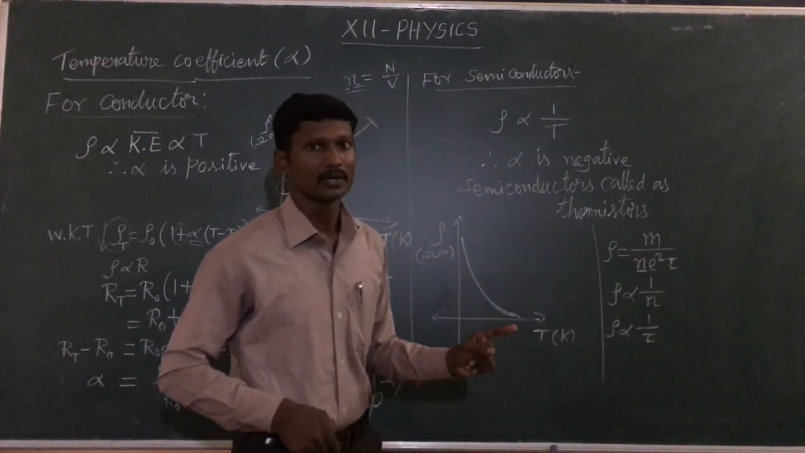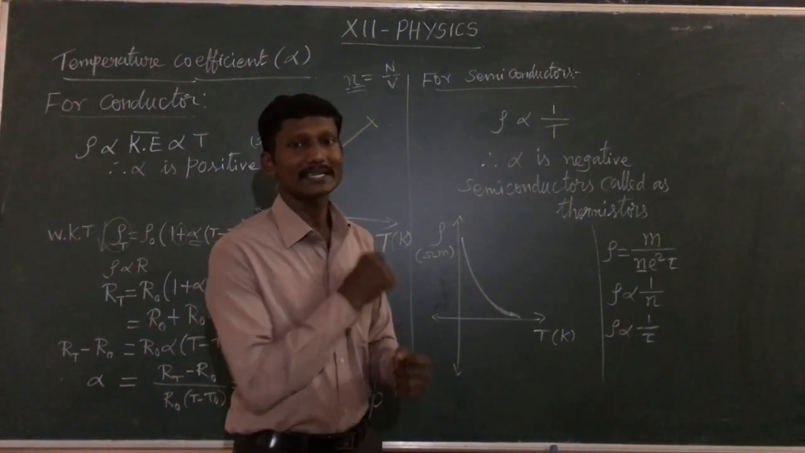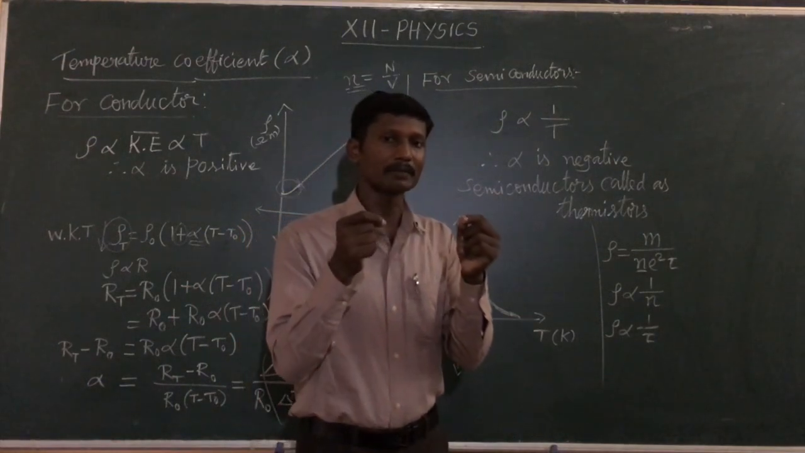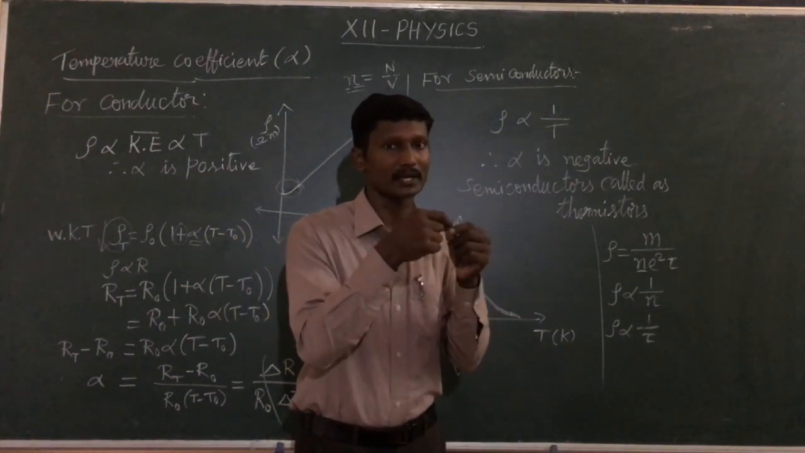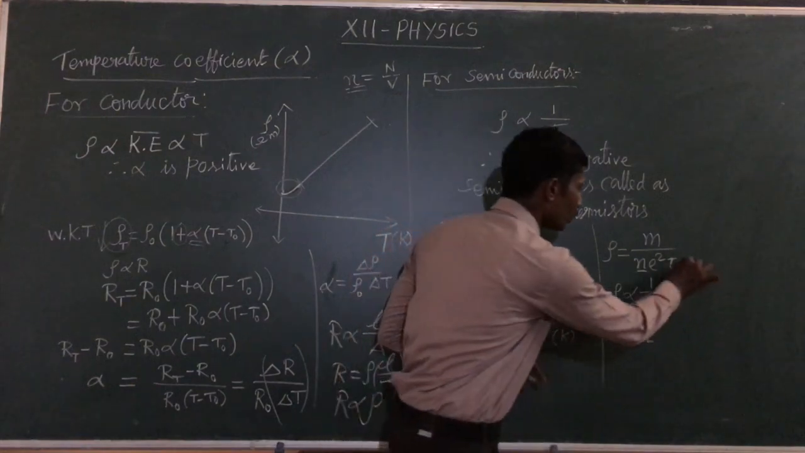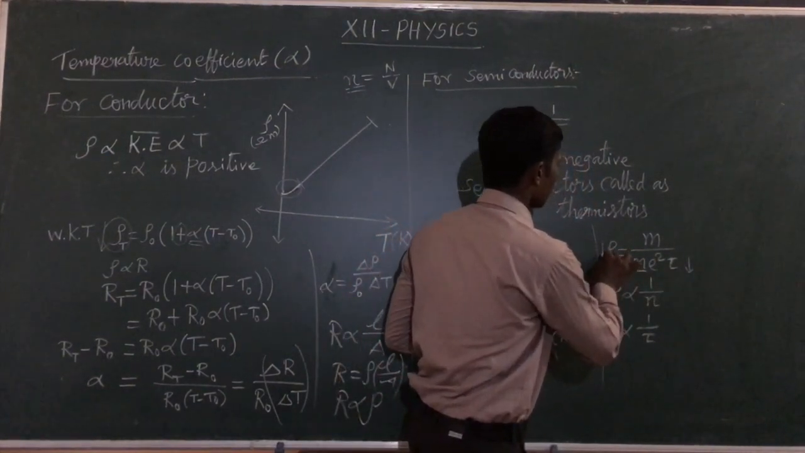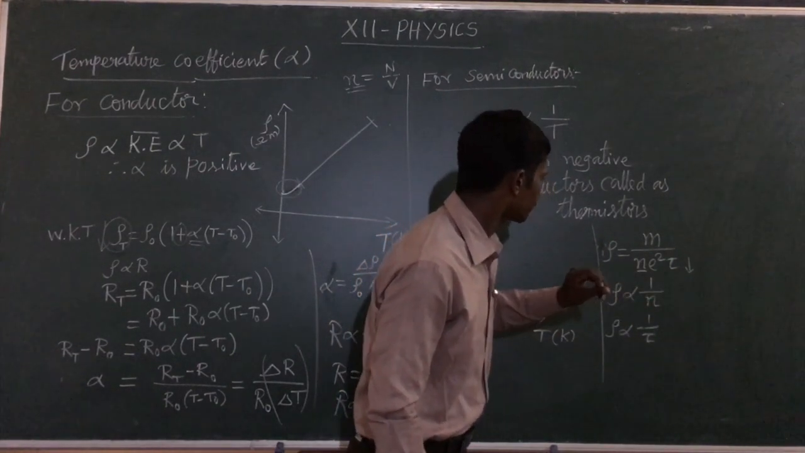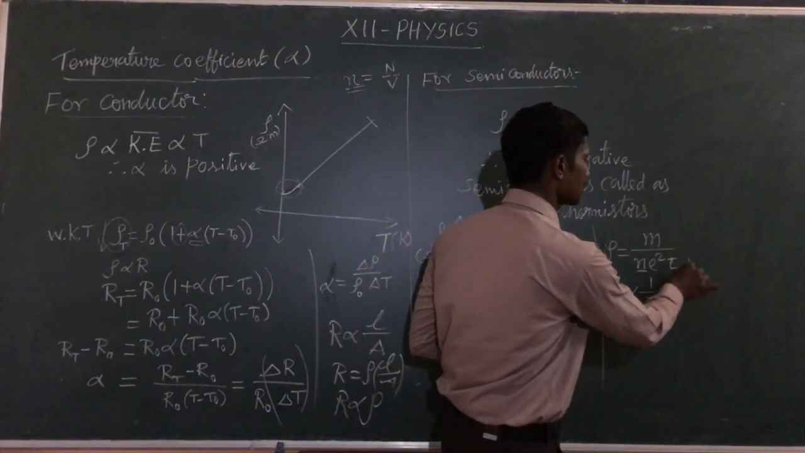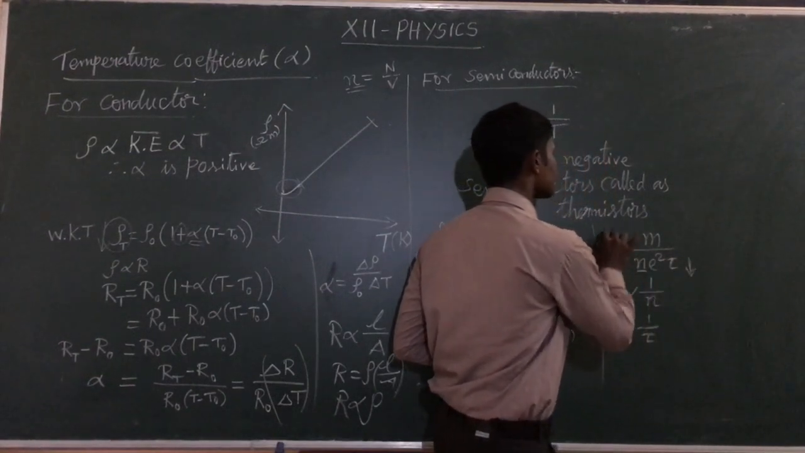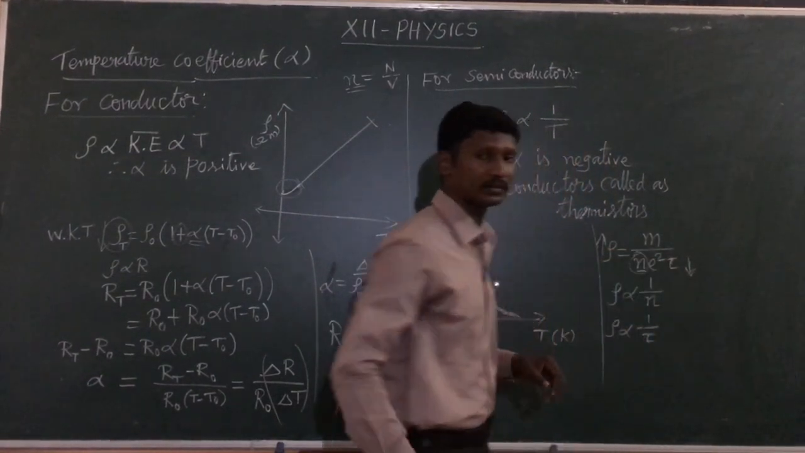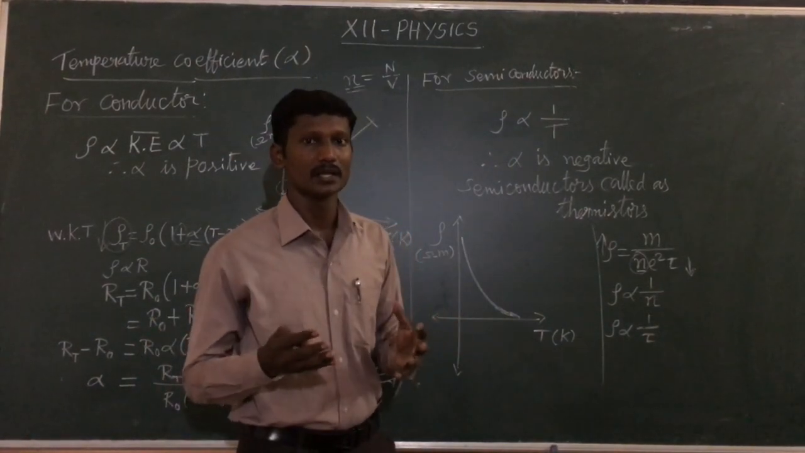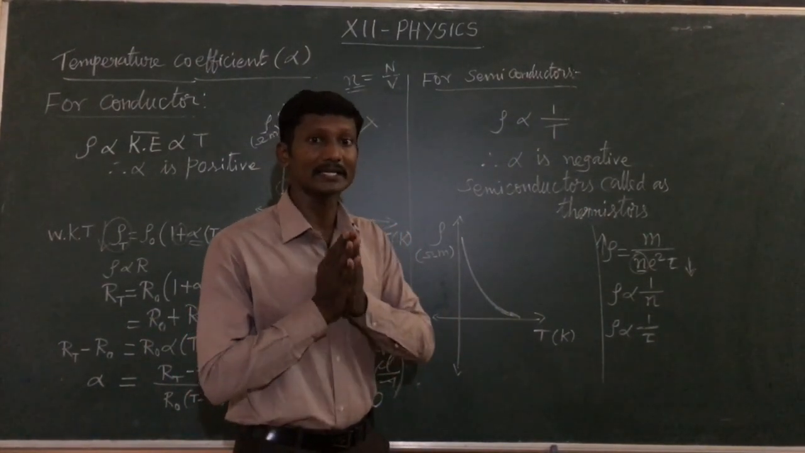At the same time, tau also decreases, because with a large number of electrons, the time taken for collision between two electrons decreases. So tau decreases, therefore rho increases, since both are inversely proportional. But n is dominant in a semiconductor, because a lot of free electrons are produced in a semiconductor at a high temperature.